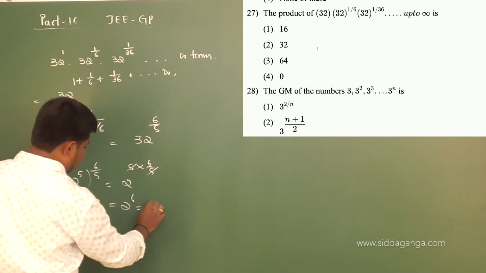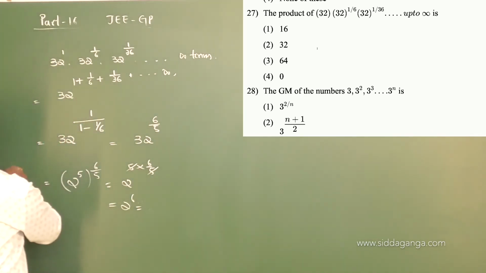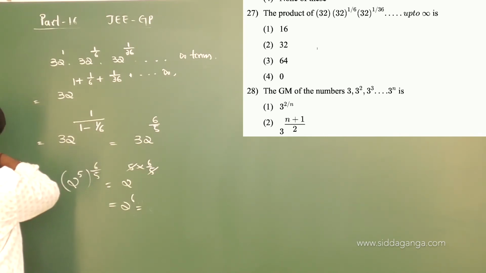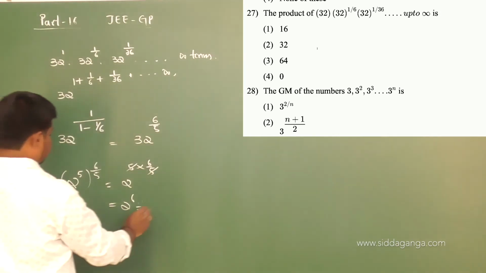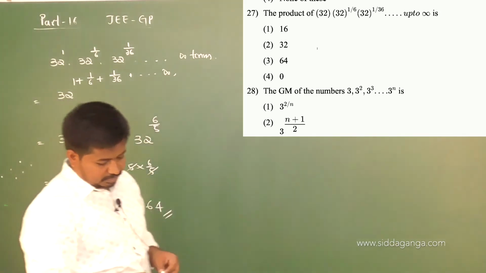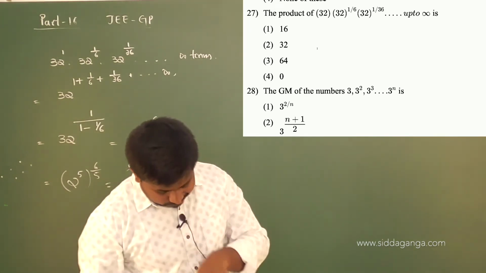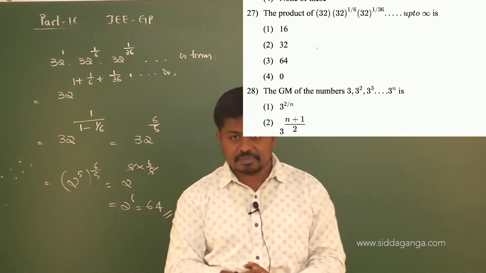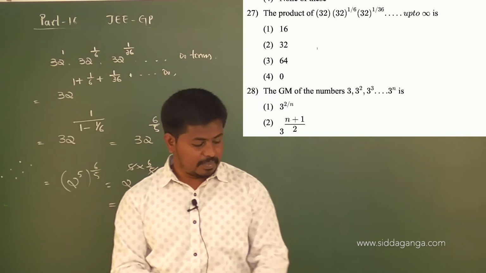That is what? 2 power of 6 is what? 2, 4, 8, 16, 32, 64. So you get 64. So 2 power of 6 is 64. You mean option third is the correct one. Option 3 is the correct option.